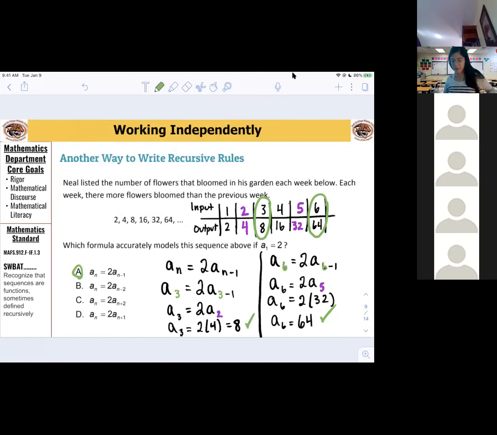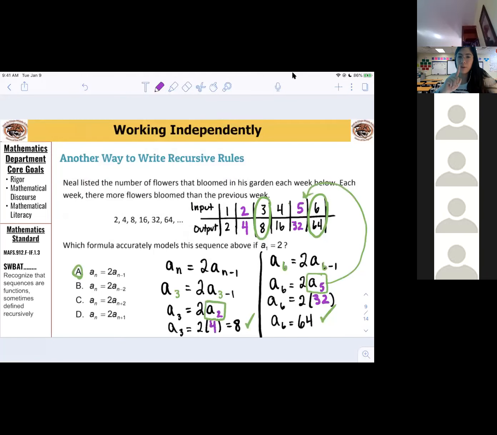How is it 32? Because when I say A of 5, it's telling me to look at my table and see what I got for 5. What did I get for 5? I got 32. So that's why I plugged in 32, and then you multiply it by 2. Same thing in the previous problem. The first time I did it, it was asking me what is A of 2? That meant go look in the table. What did you get for 2? You got 4. So that's why I plugged in 4.